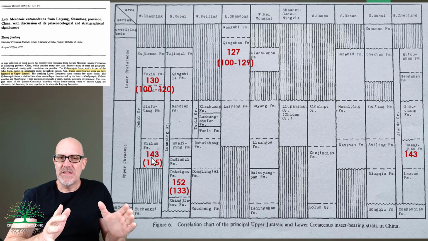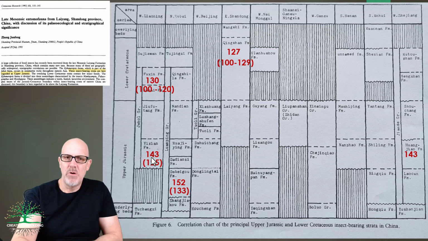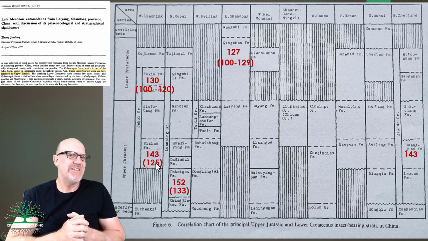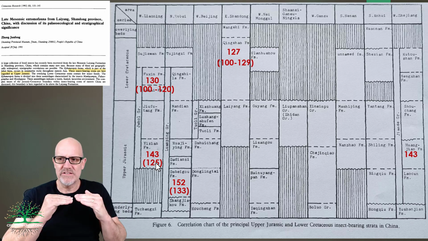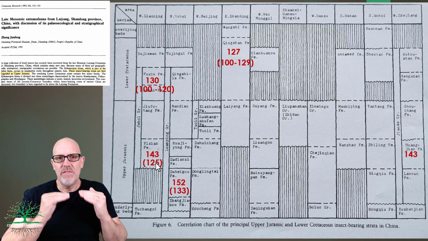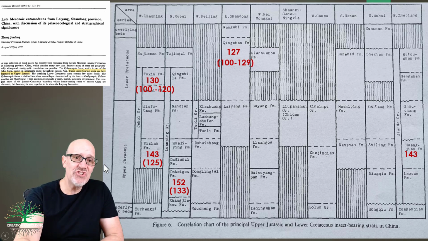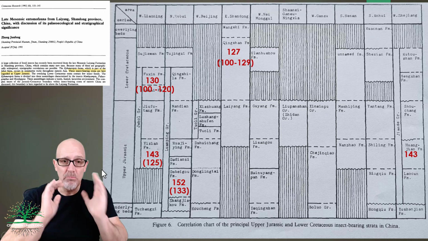Now, you're also probably thinking to yourself, if you know anything about the geologic column, hang on a minute, 143 million years still doesn't put it into the Jurassic, because the boundary is at 145 million years. But that is a very modern conception. In China at that time, they put the Jurassic Cretaceous boundary somewhere at about 135 million years ago. And that just confuses things even more.